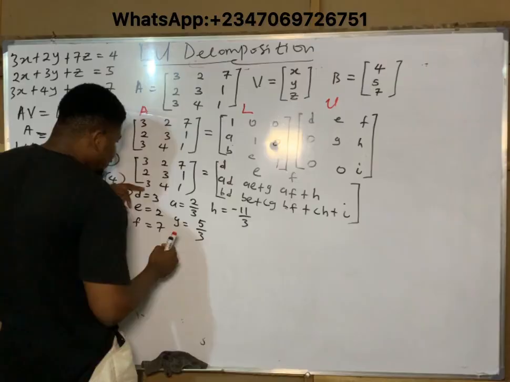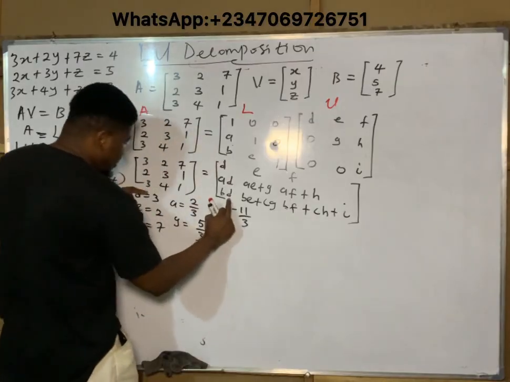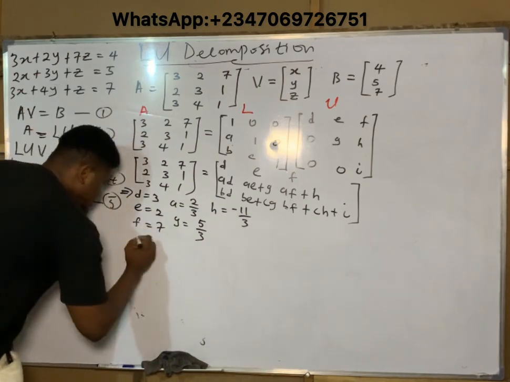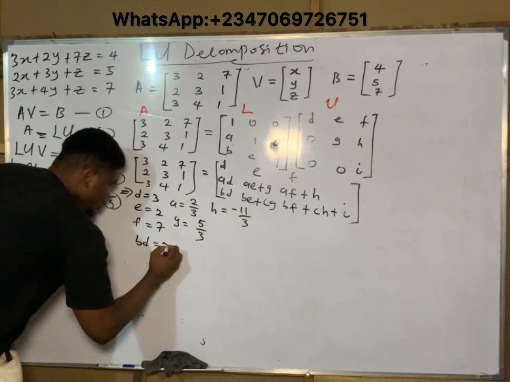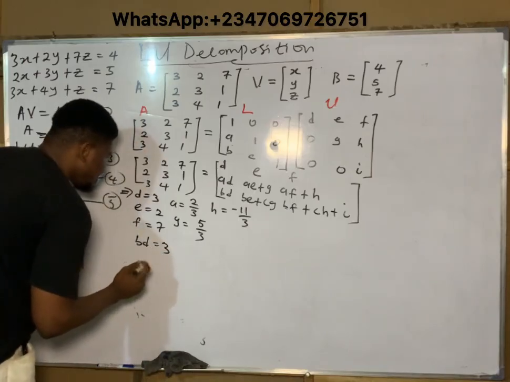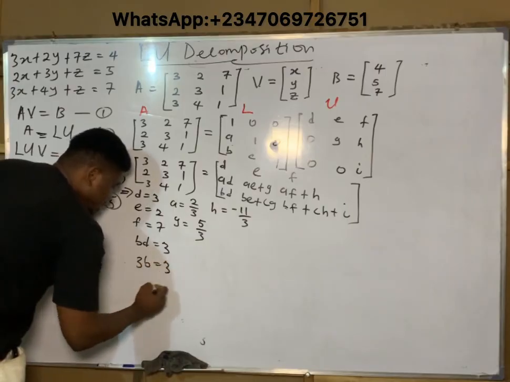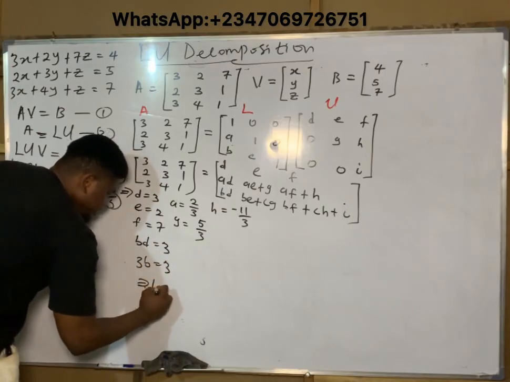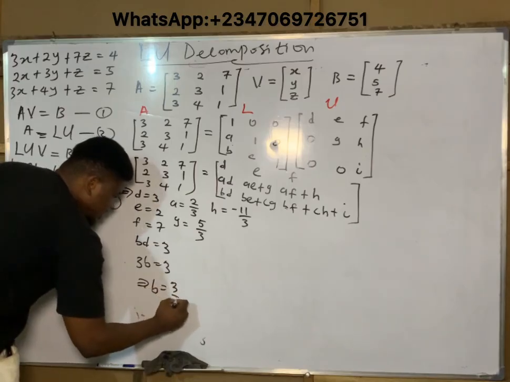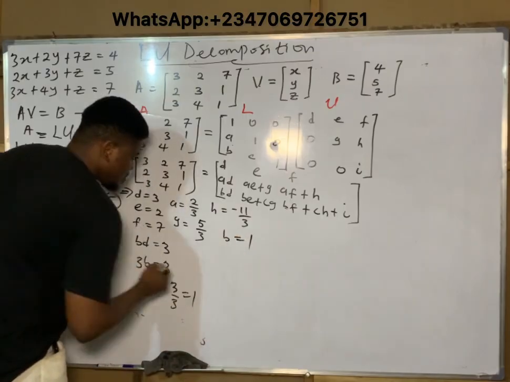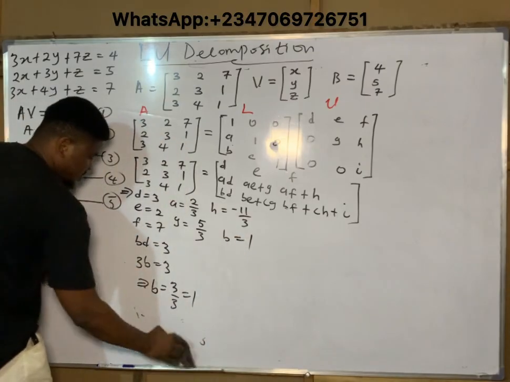Again, now we have BD to be equal to 3. So BD equals 3. We know what D is. D is 3. So this is simply 3B is equal to 3. Now this simply implies that my B is going to be what? 3 over 3, which equals 1. So B is equal to 1. You can take this off.